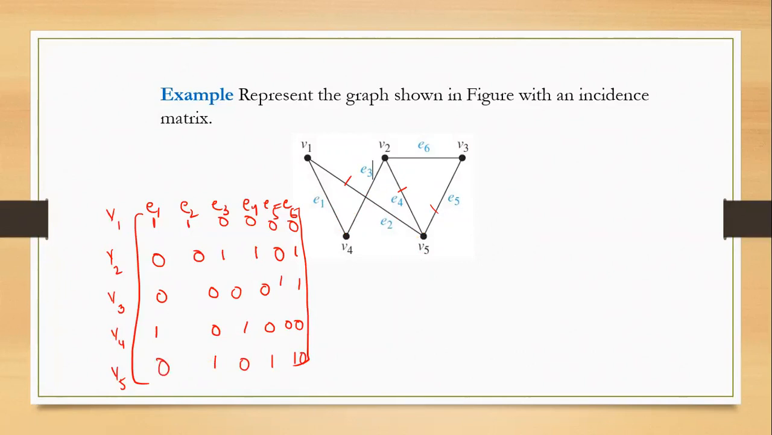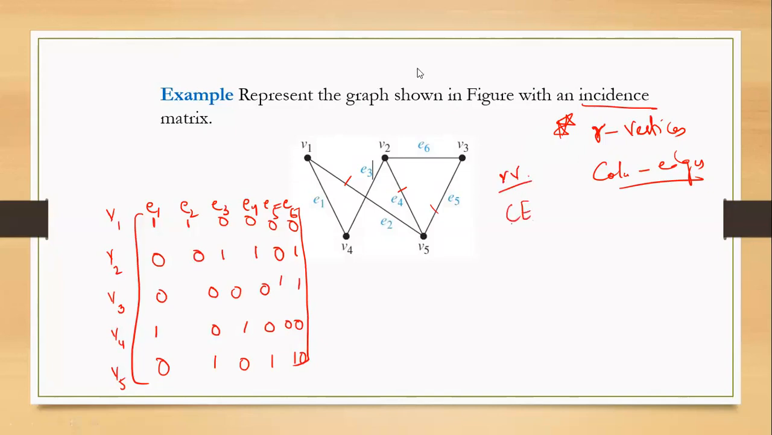So let's just compare. In the case of the adjacency matrix, both the rows and columns were represented by vertices. But in the case of the incidence matrix, rows are represented by vertices, while columns are represented by edges. This is very, very important. If you interchange it, you will get a wrong matrix. So better remember it as RV and CE: rows, vertices, columns, edges.